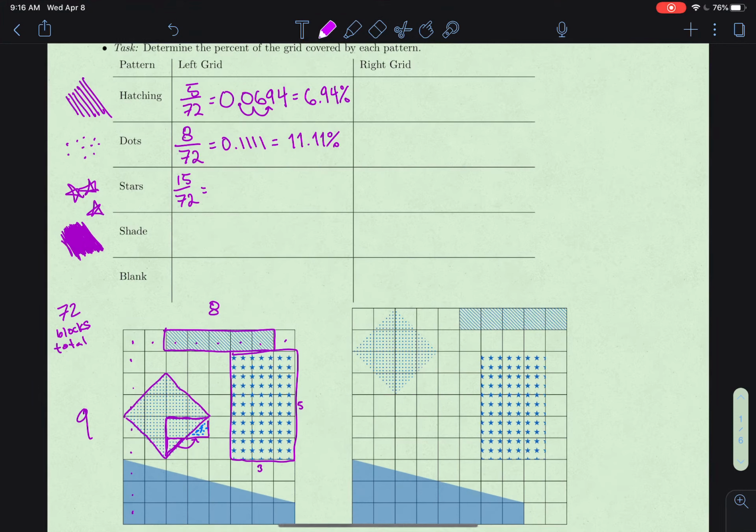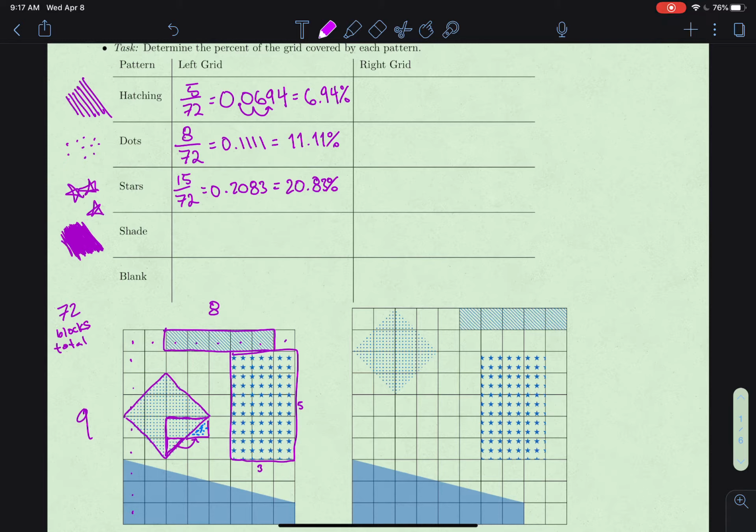0.2083 is 20.83%. Notice all our percents so far are numbers between 0 and 100. That makes sense because all our decimals are numbers between 0 and 1. And we wouldn't want our decimals to ever be more than 1 because that would be more than 100%. And you can't have more than 100% because 100% represents everything.